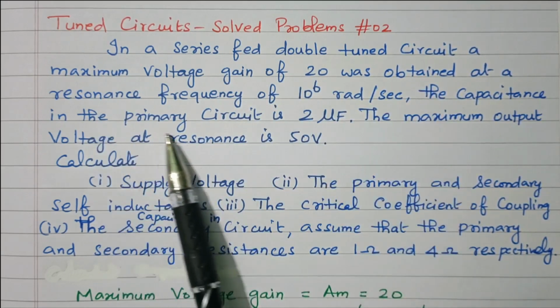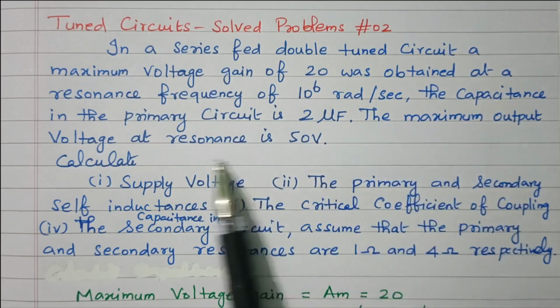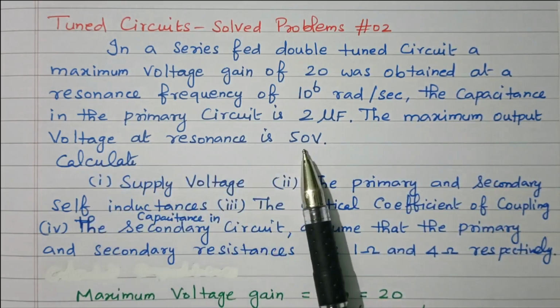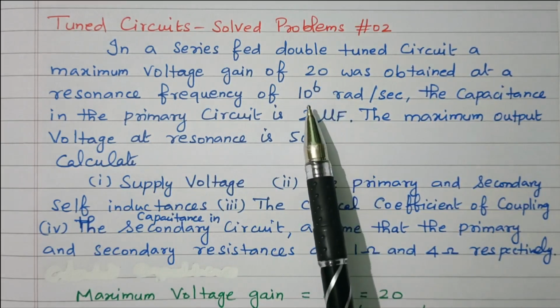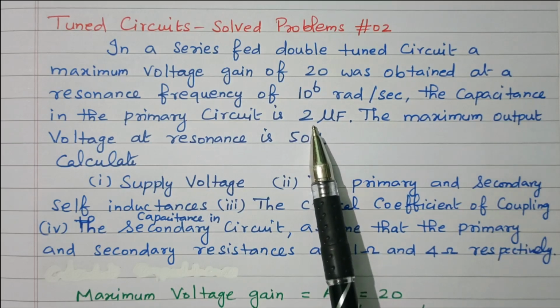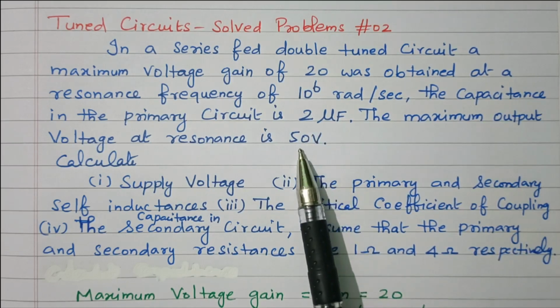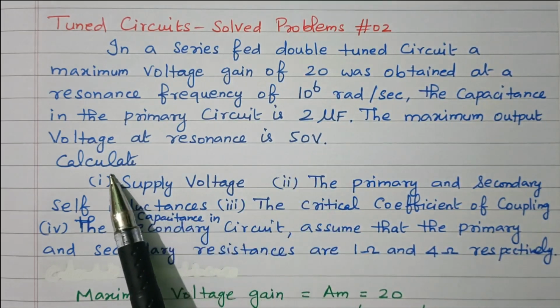The capacitance in the primary circuit is 20 microfarad. The maximum output voltage at resonance is 50 volts, right? So the voltage gain is given, resonant frequency is given, primary side capacitance is given, maximum voltage at resonance also given. We need to find the 4 parameters.